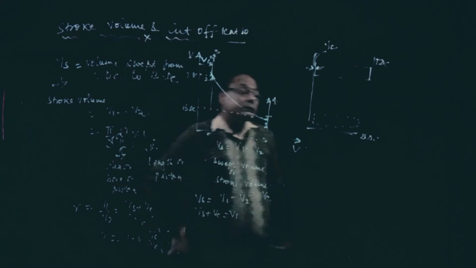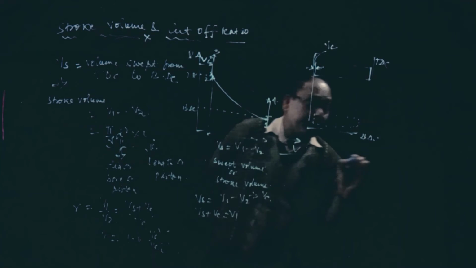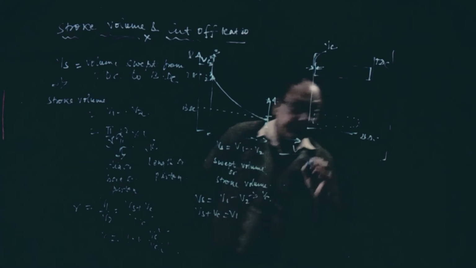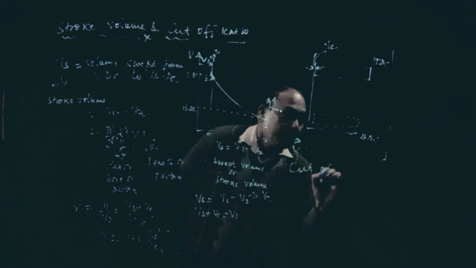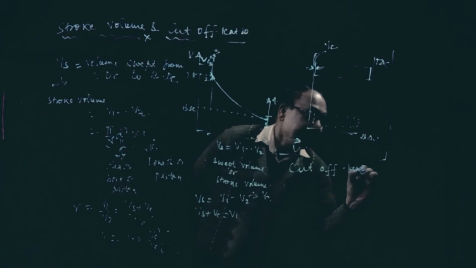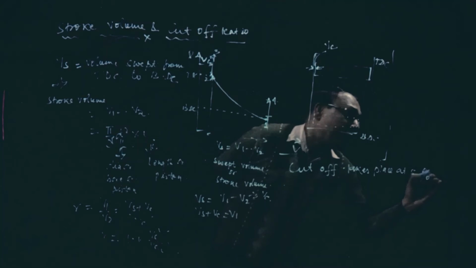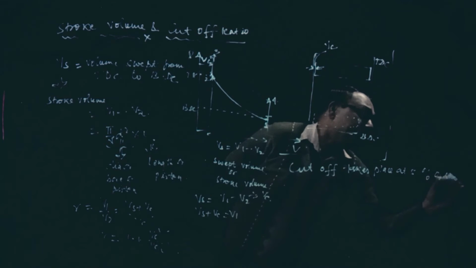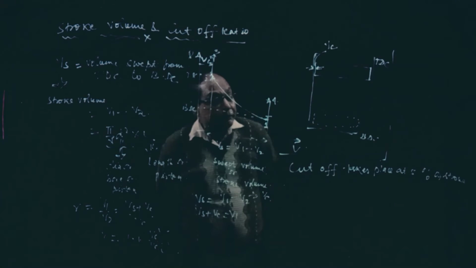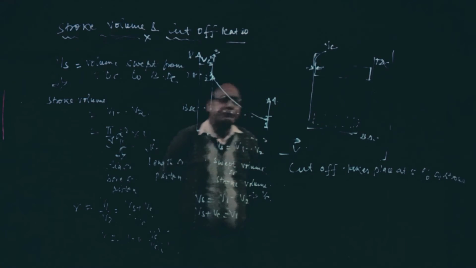Now there is another type of concept. They will give you in numericals, like cutoff takes place at 5% of stroke. They will give you this wording, maybe 6%, maybe 7%.